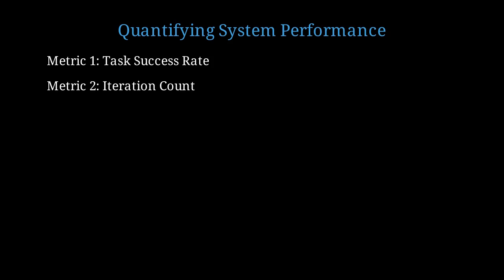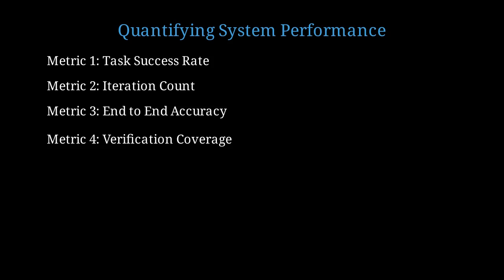Let's formalize how we quantify system performance. We need precise metrics. Metric 1. Task success rate. Fraction of subtasks that pass all verification checks on first attempt. Metric 2. Average iteration count. How many attempts needed per subtask before verification passes? Metric 3. End-to-end accuracy. Fraction of complete problems solved correctly after integration. Metric 4. Verification coverage. Percentage of possible error modes checked by verification suite.